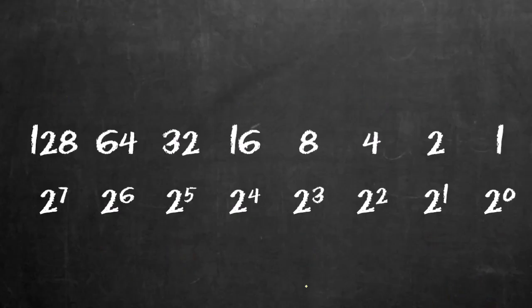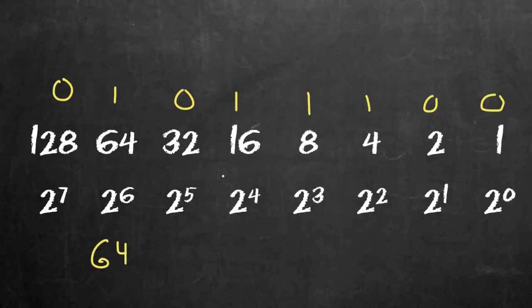But let's do some other examples. Then we'll talk about fractional binary values and how to convert binary numbers that have decimals. So let's say we have a binary digit of 0, 1, 0, 1, 1, 1, 0, 0. Again, all we have to do is look for the binary digit of 1 and add up the corresponding decimal value. In this case, the decimal numbers are 64, 16, 8, and 4. If we add them up, that gives us a decimal value of 92.